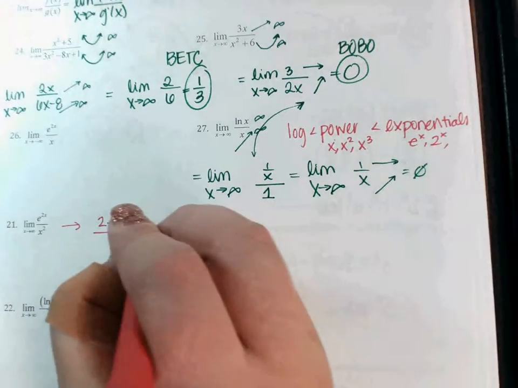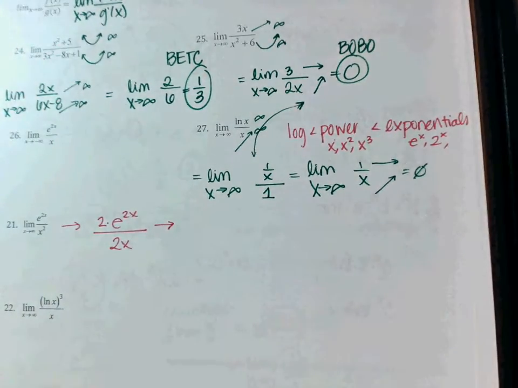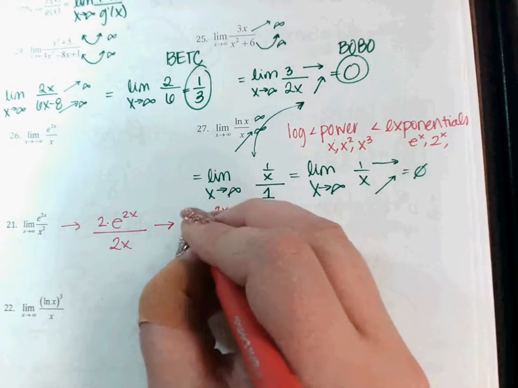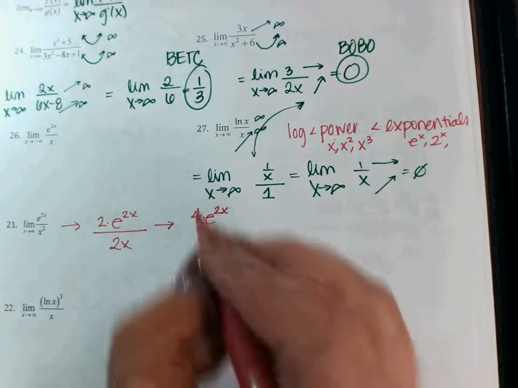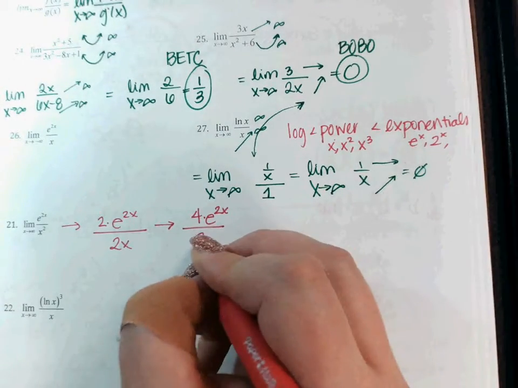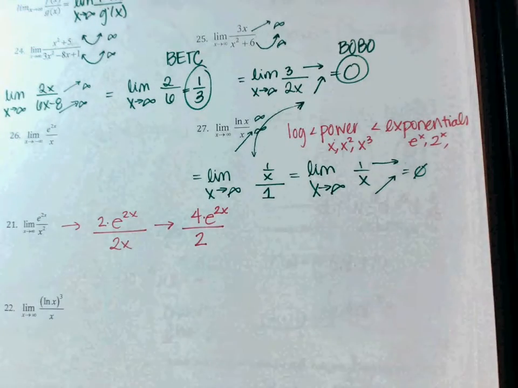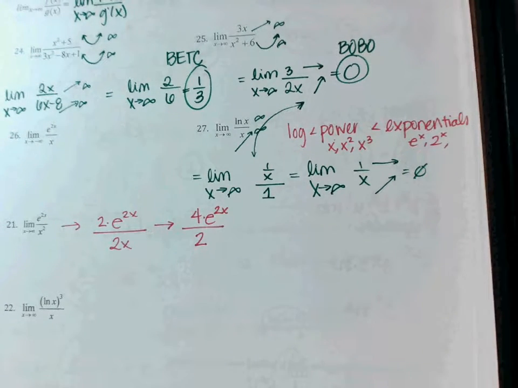Now let's take the derivative one more time. What's the top now? e to the 2x times 4. What's the derivative on the bottom? 2. Now notice that in this case, is e going up to infinity? Is x going up to infinity? That's why I had to do it again.